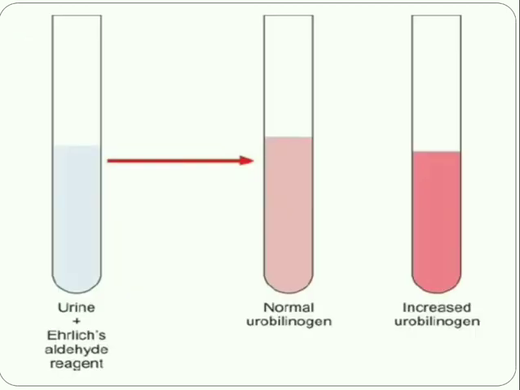Here we can see the urine plus Ehrlich aldehyde reagent gives a pink color in case of normal urobilinogen, and if there is an increased amount of urobilinogen in a urine sample, the pink color intensifies.